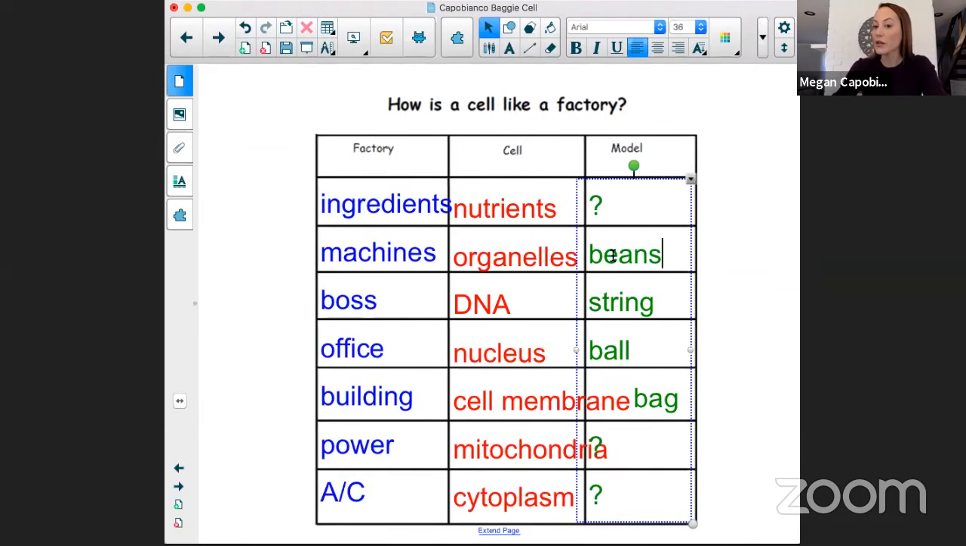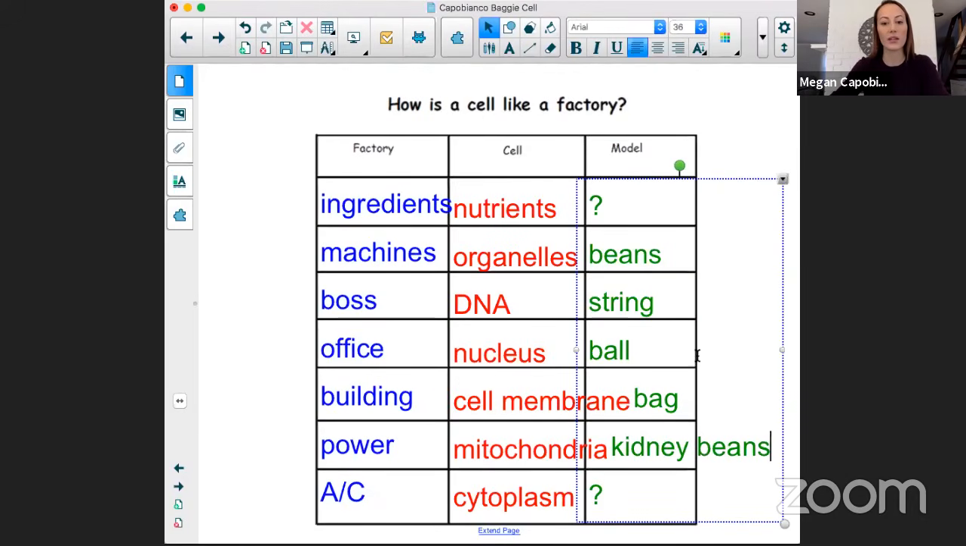And then specifically talking about one of those organelles, the mitochondria. Does anybody remember what specific bean I said I like to have represent the mitochondria? It's going to be the kidney beans. Kidney beans. Oh, a little bit outside our box, but that's okay.